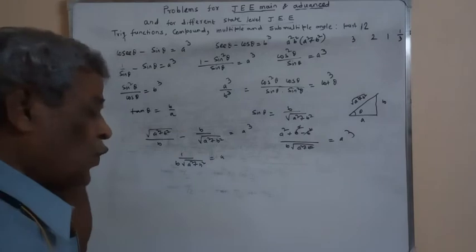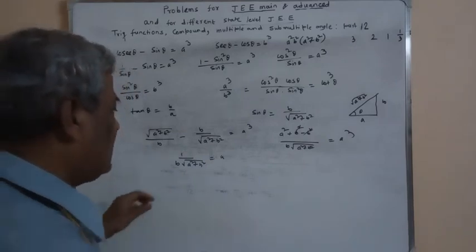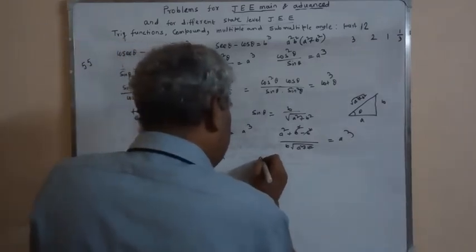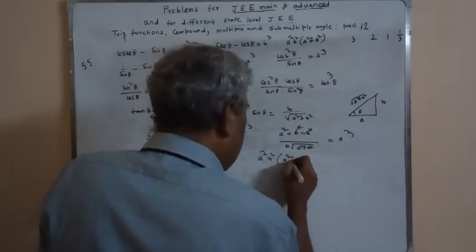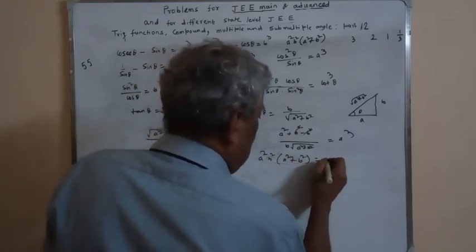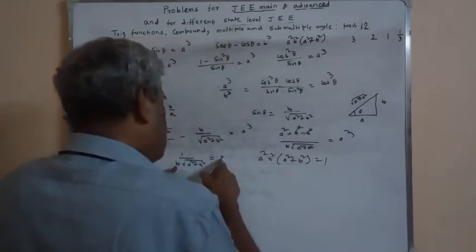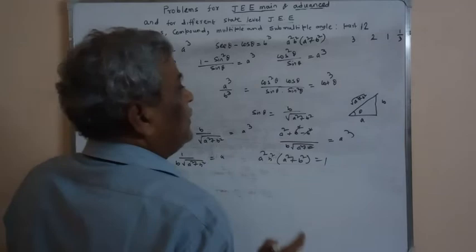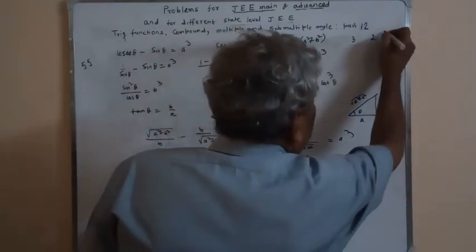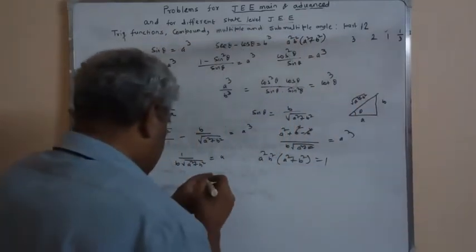Now squaring and cross multiplying, we must have a square b square into a square plus b square is equal to 1 square, that is 1. So option C is the correct answer.